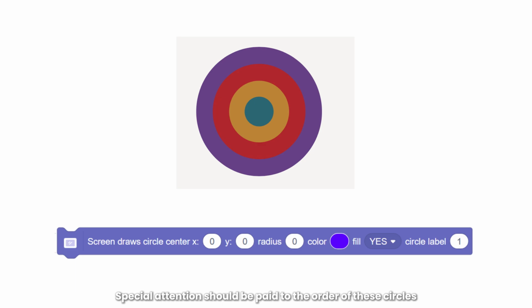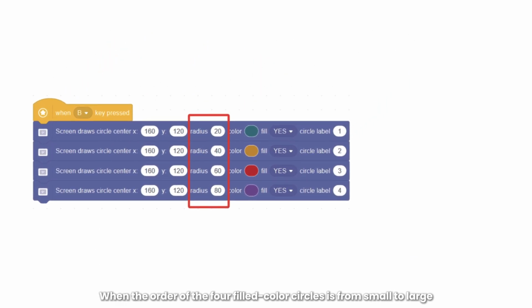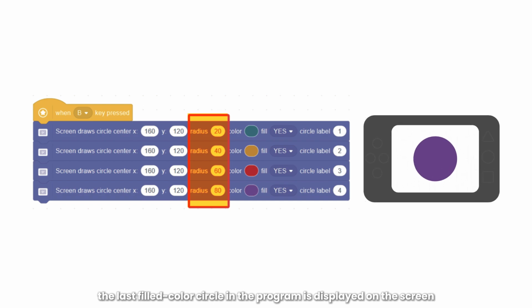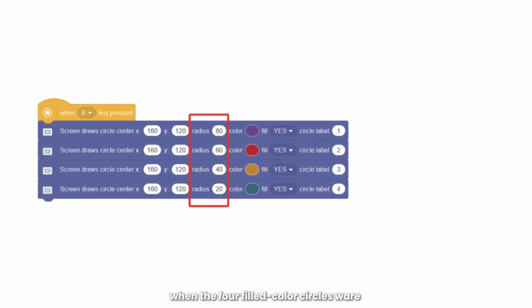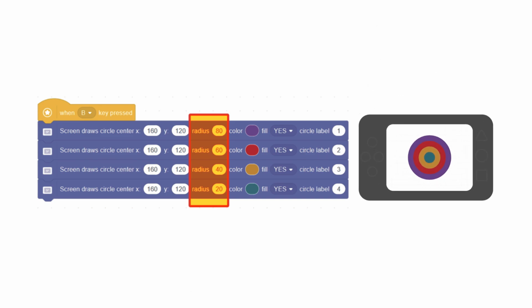Next, we display the concentric circles filled with color. Special attention should be paid to the order of these circles. Compare the two programs in the figure below. When the order of the four filled color circles is from small to large, the last filled color circle in the program is displayed on the screen, which covers the previous three circles. When the order of the four filled color circles is from largest to smallest, concentric circles filled with colors will be displayed on the screen.